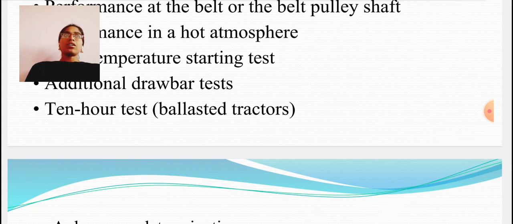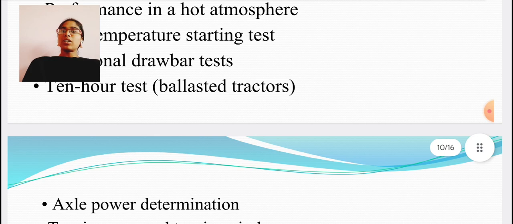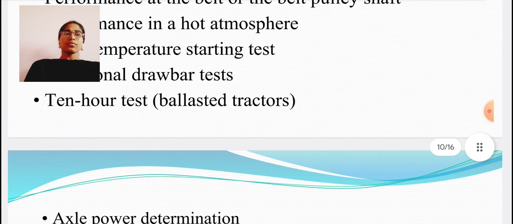There are several types of tests: power tiller test and also tractor test. The tractor is to be tested with the norms, and the power tiller also has to be checked before the production is given to the customer. It is to be checked on all the parameters. So that's all about the tractor test. Thank you.